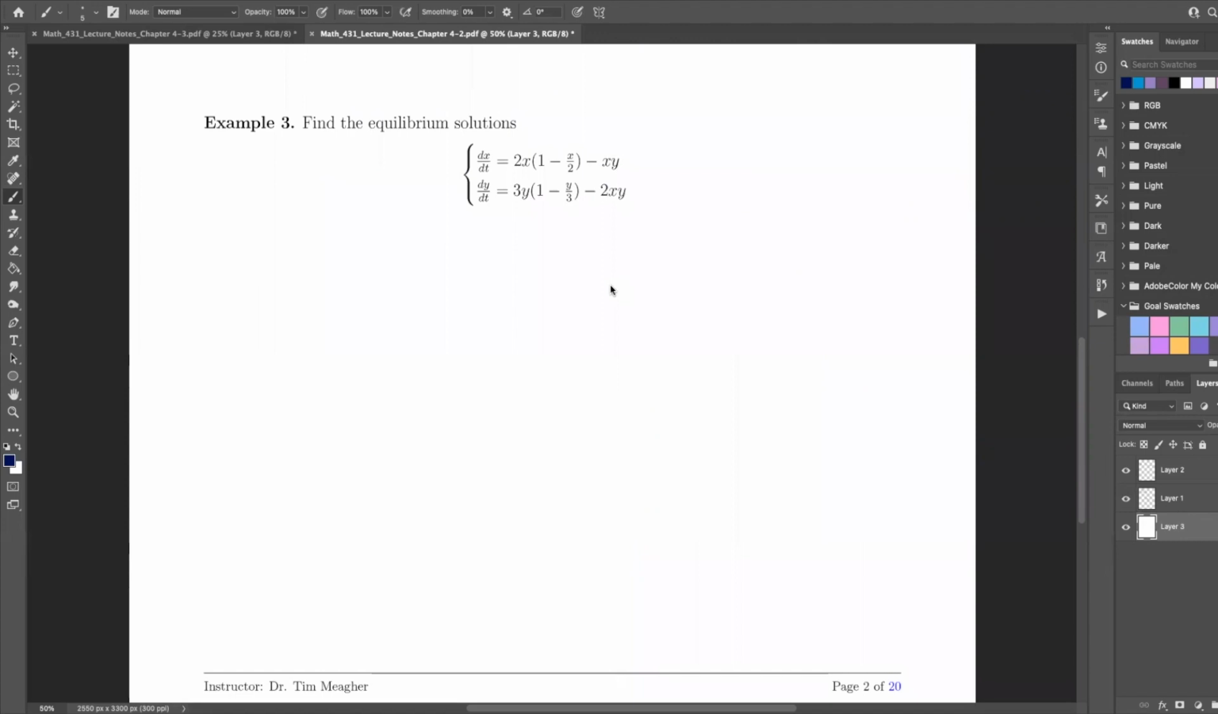And so it's the same thing as how to find equilibrium solutions. So let's look at this. Here we have a system of equations, nonlinear, right? This is nonlinear, this is nonlinear. The whole thing's nonlinear in a horrible sort of way. So the first thing we want to do is set both equal to 0. So we have 0 equals 2x, 1 minus x over 2 minus xy.